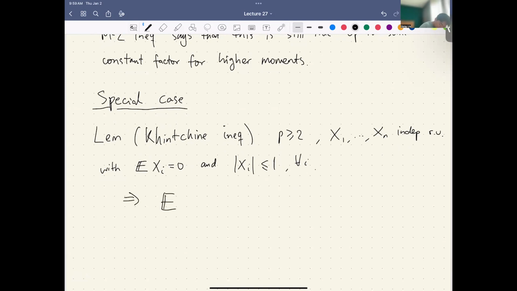We have the expectation. If you look at the average of this random variable, the pth moment is at most some absolute constant times p divided by n raised to the power p over 2. Okay.